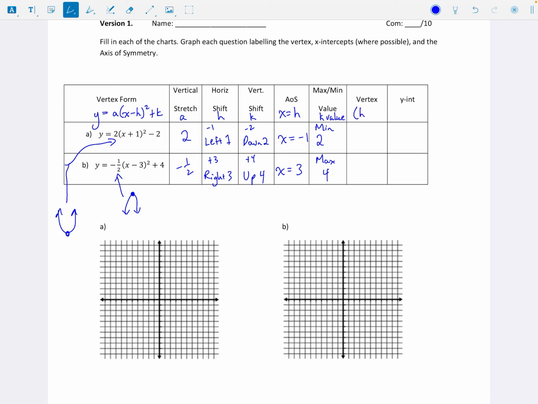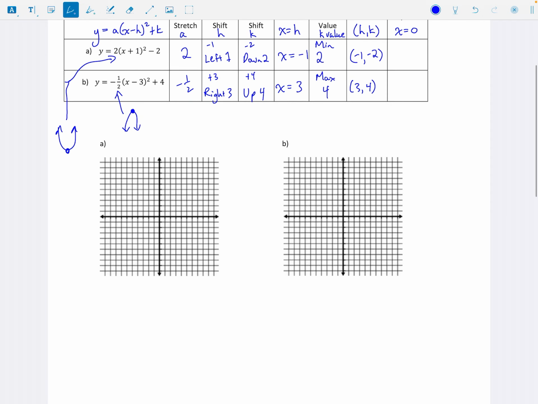The vertex is just h and k. So here we have h as -1 and k as -2. The other one here we have h as 3, k as 4. The y-intercept is always where x equals 0, and then we can plug that into the equation to get the value.